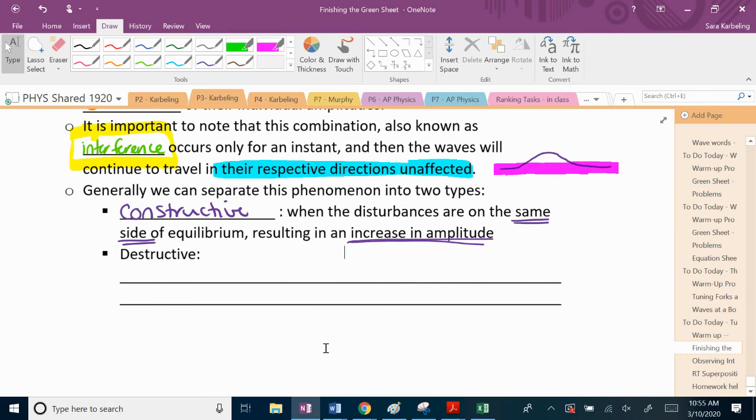I told you that constructive and destructive are what? They're opposites. So we're going to look at the definition for constructive. When the disturbances are on the same side of the equilibrium. What's the opposite of that going to be, you guys? On opposite sides, yeah. You know this stuff. You are absolutely smart enough to get this. Trust yourself, okay? When the disturbances are on the opposite side.